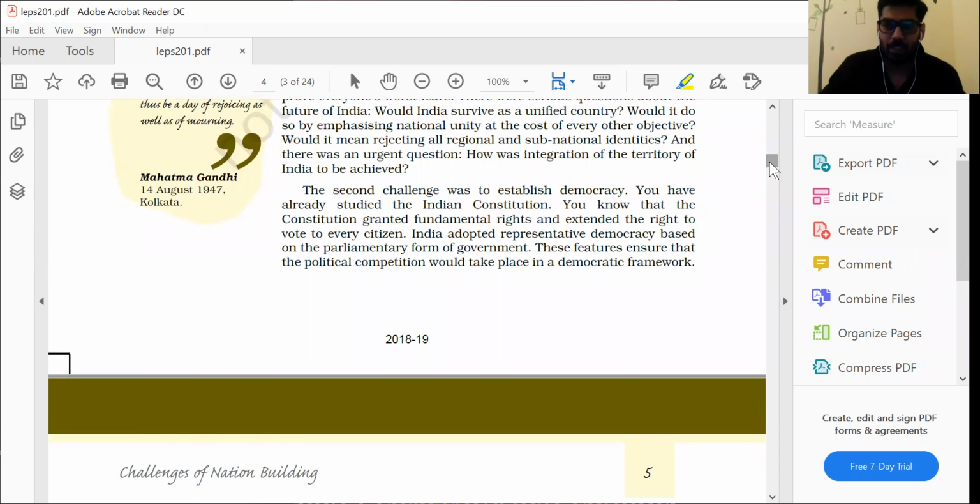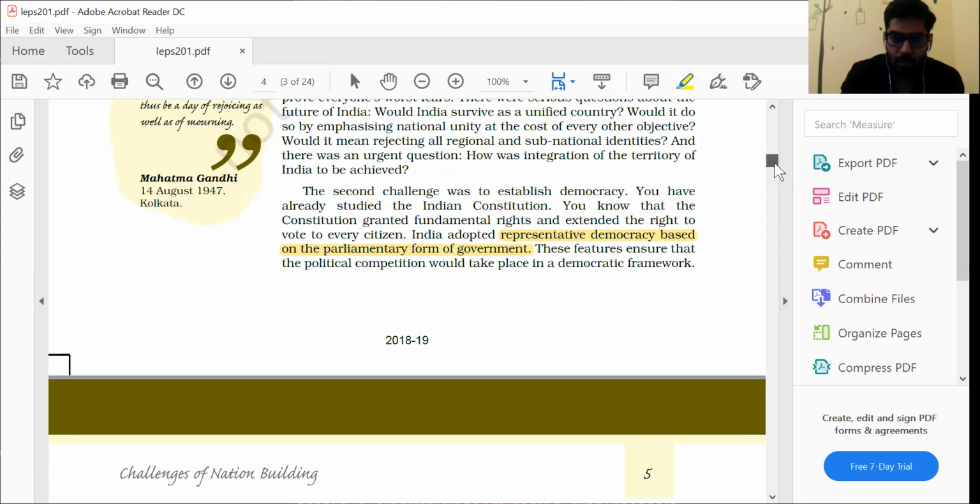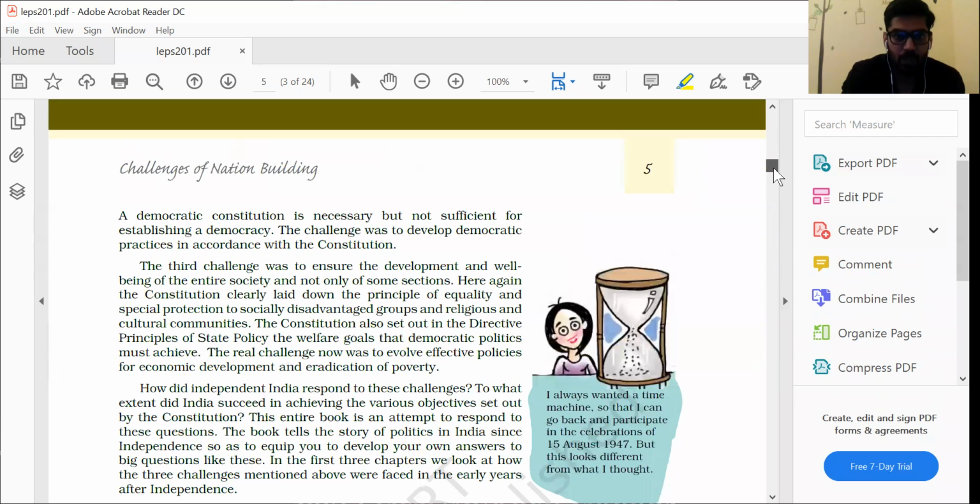Second thing, to establish democracy. Now, people reading these lines might wonder what is there to establish in democracy. Do not forget that we are living in 2020. In 1947, India was very, very different. Why democracy? Because there was this parliamentary form of democracy where people will elect their own representatives and they will make laws, they will bring policies on our behalf, and they will govern us. So, political competition would always happen within a democratic framework. Now, the democratic constitution is necessary but not sufficient. The challenge was to develop democratic practices in accordance with the constitution.